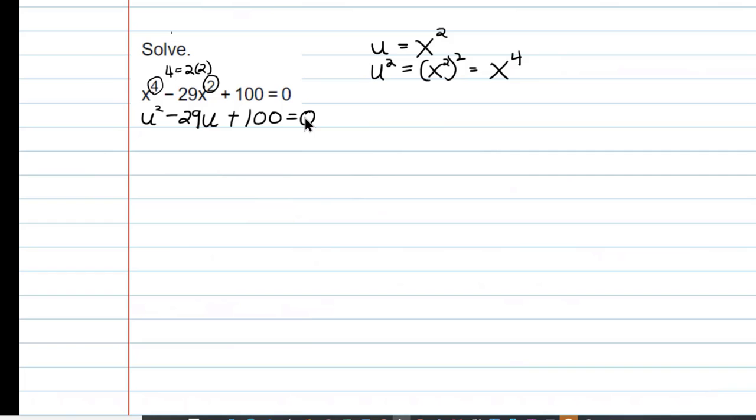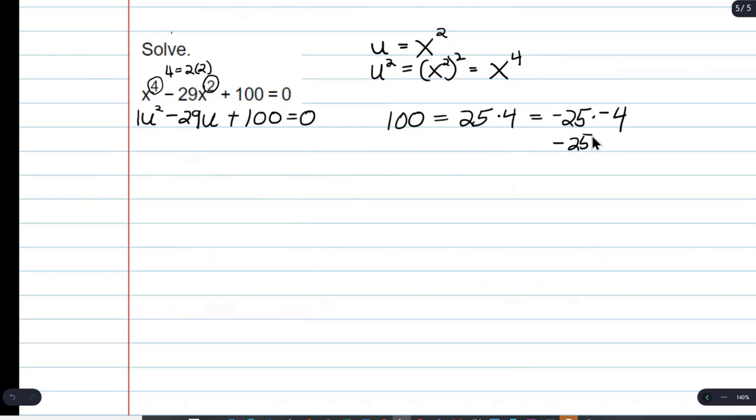So I can use all of my tricks for dealing with quadratics. Namely, I'm going to factor this. Since the number in front of u squared is a 1, I'm going to factor 100. And I already know 100 equals 25 times 4. It also equals 1 times 100 and 2 times 50. Neither of those is going to do me any good. And positive 100 also equals negative 25 times negative 4, because negative times negative is positive. And negative 25 plus negative 4 equals negative 29. Woo! Okay. That happens to be our middle number there.